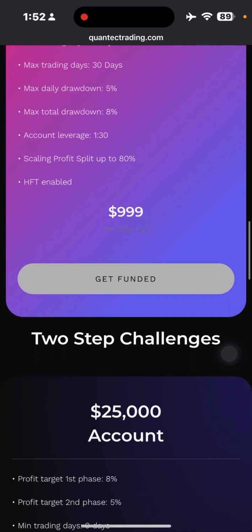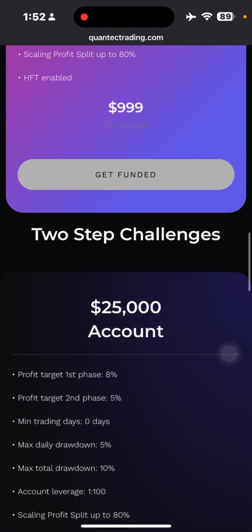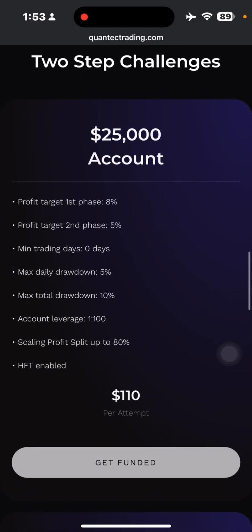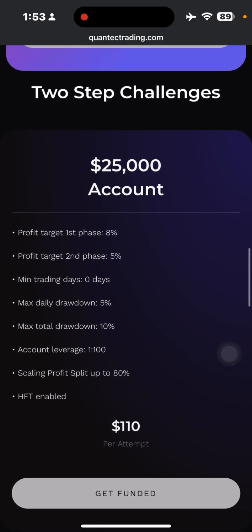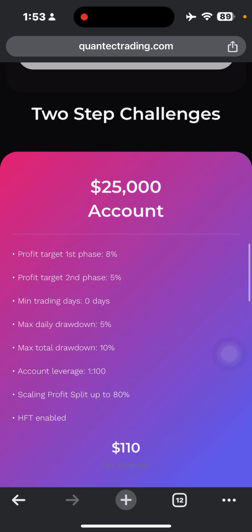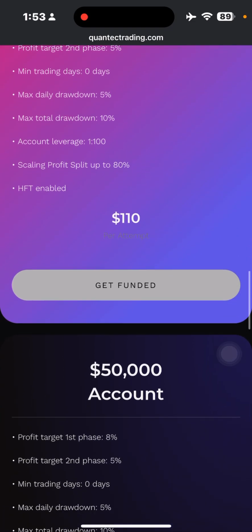This is now for those who want to go for the two-step challenge. Two-step means that you have to pass the first stage, then pass the second stage before you will be given a live funded account. When you are given this live funded account, there is no restriction. They won't give you minimum trading days. They won't give you any target. They expect you to trade as you like, the way you want. But the drawdown rule still applies on the live funded account.